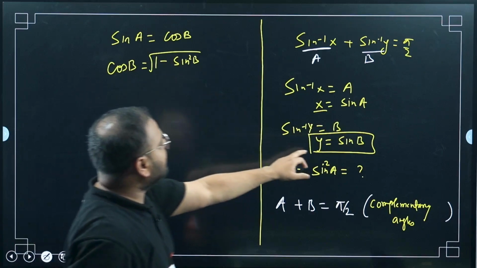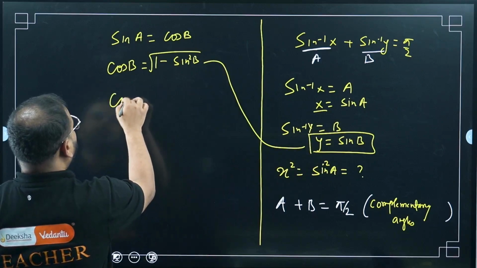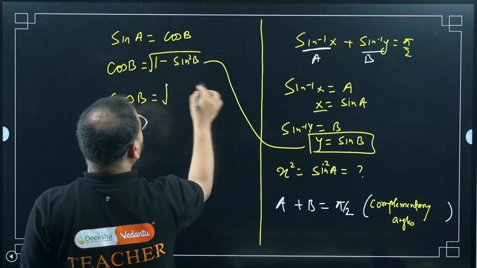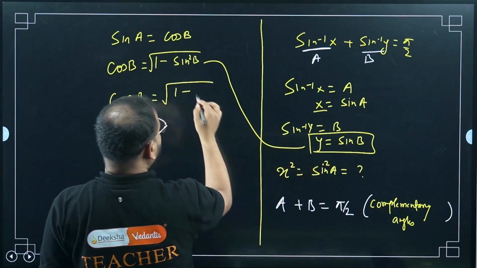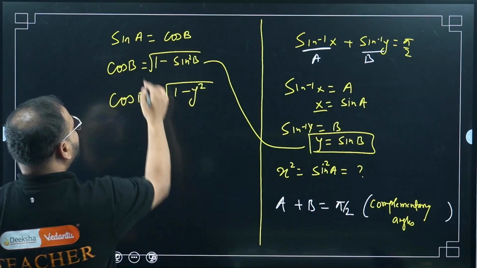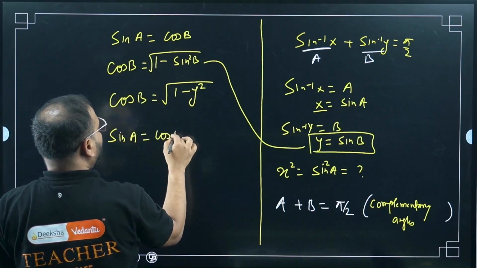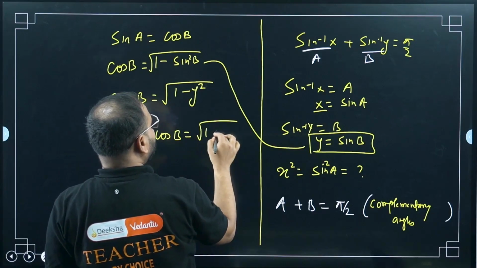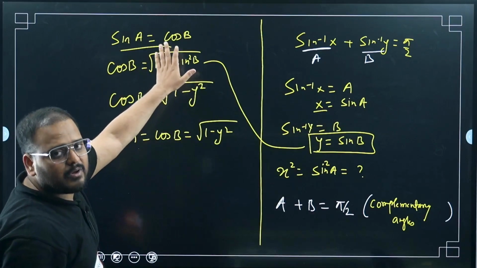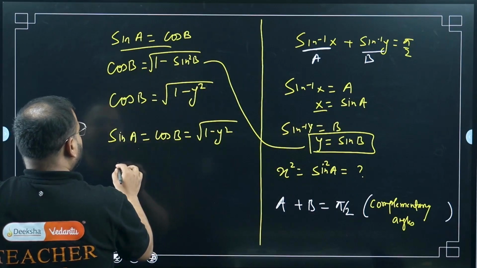Now what is my sine b value from here? I can put it here. So I get cos b equal to root under 1 minus sine square b, so 1 minus y square. It means sine a is equal to cos b, which is equal to root under 1 minus y square. For complementary angles, sine a and cos b are equal, because sine and cos are complementary ratios.